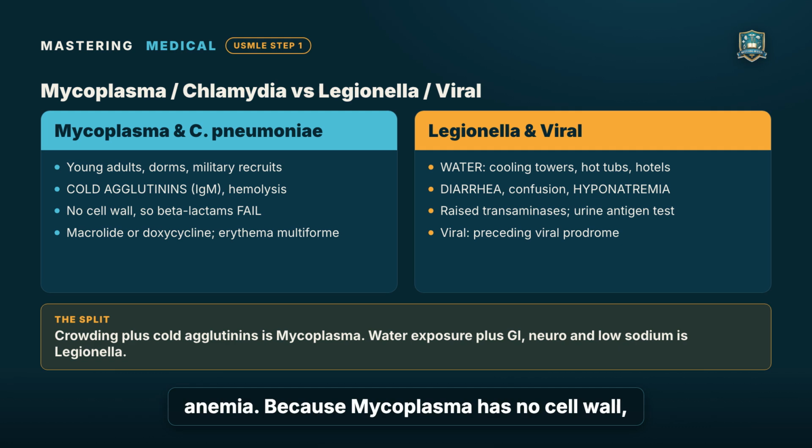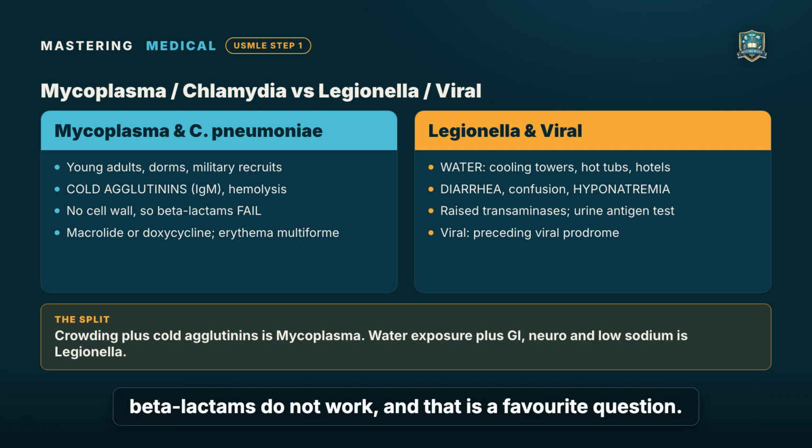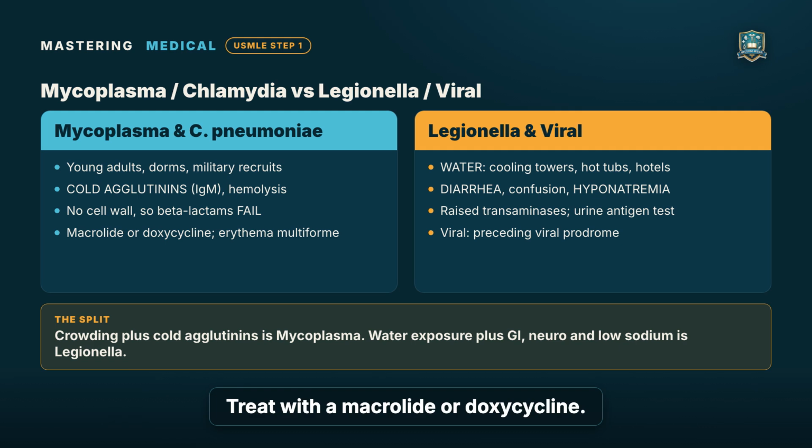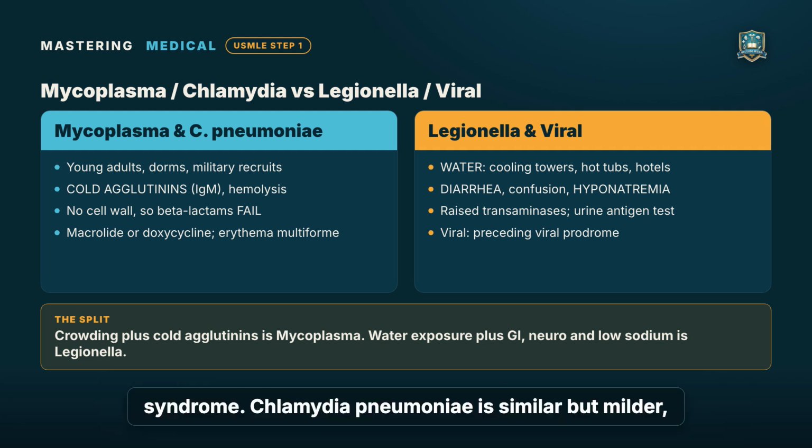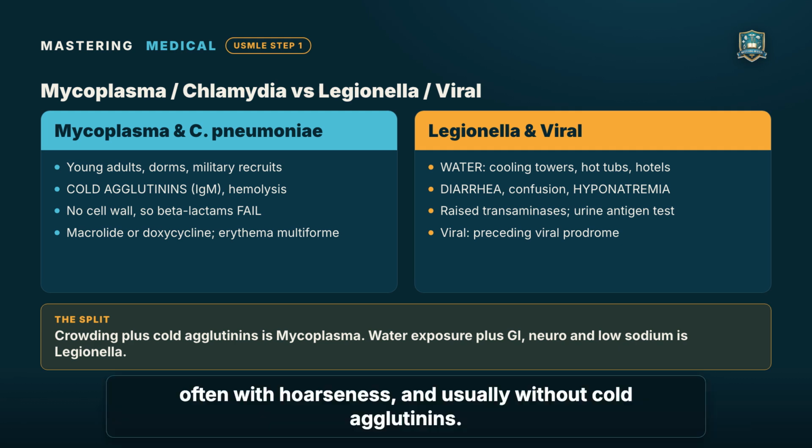Because Mycoplasma has no cell wall, beta-lactams do not work, and that is a favorite question. Treat with a macrolide or doxycycline. It is also associated with erythema multiforme and with Stevens-Johnson syndrome. Chlamydia pneumonia is similar but milder, often with hoarseness, and usually without cold agglutinins.